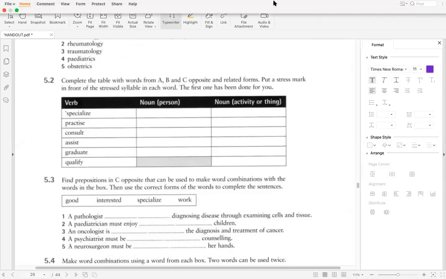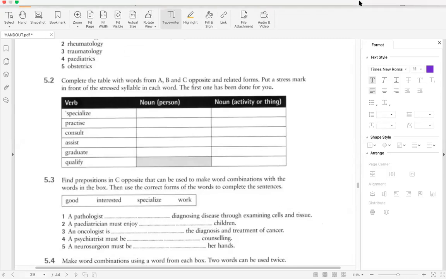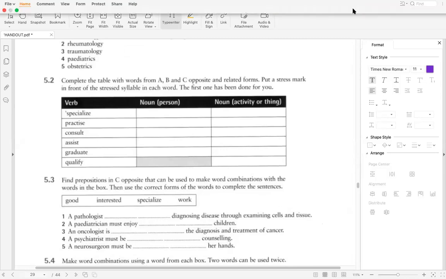Let's move to the next exercise. Complete the table with words from A, B, and C, opposite and related forms. Put a stress mark in front of the stressed syllable. You remember we said that one of the famous examples about stress is the difference between the word comment and comment. Comment is the verb and comment is the noun.